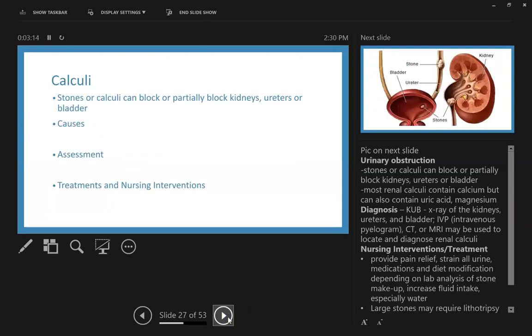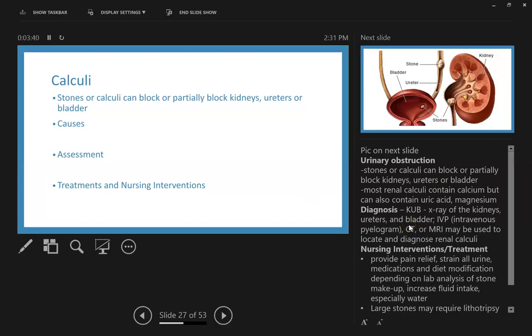The first one is going to be calculi, specifically renal calculi. These are formed through urolithiasis, which is stones forming in the renal system. Stones, or calculi, can block or partially block the kidneys, ureters, or the bladder. So what causes this?